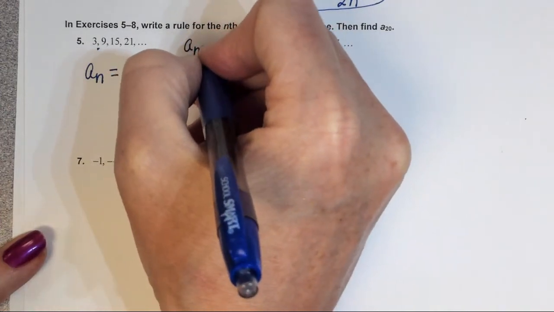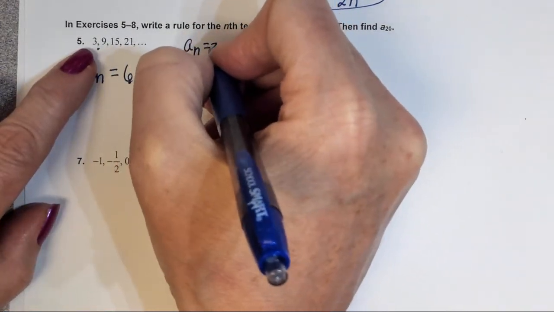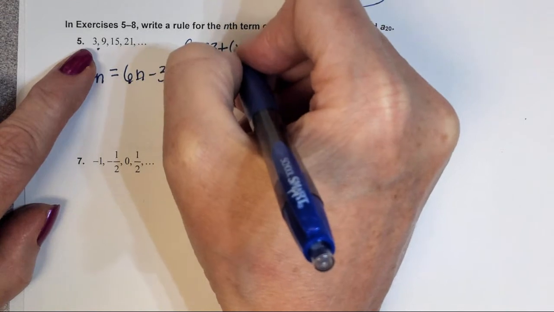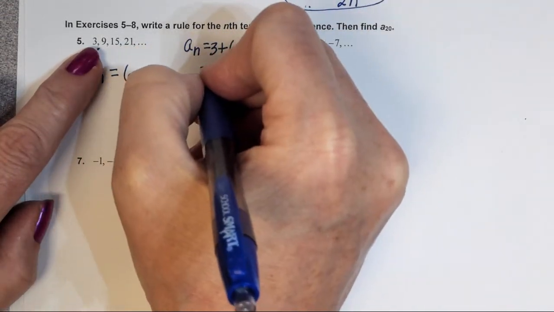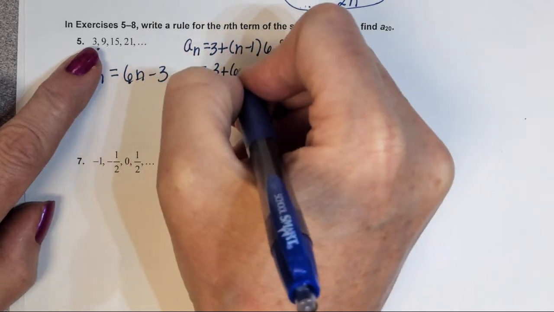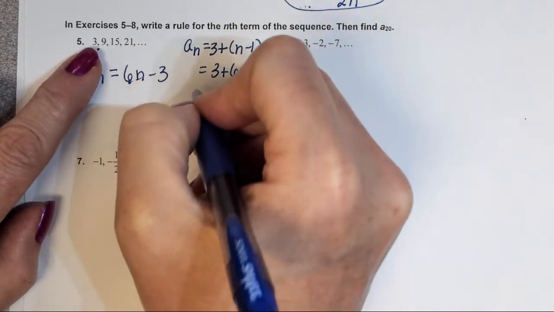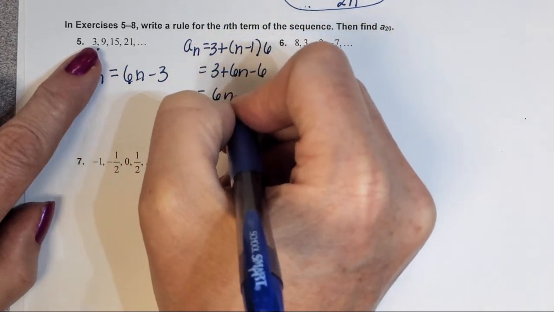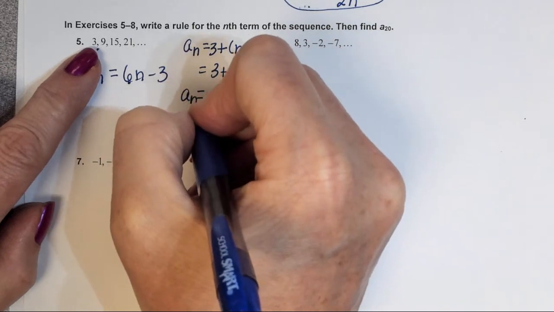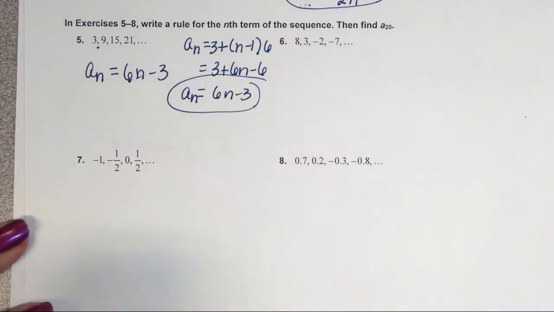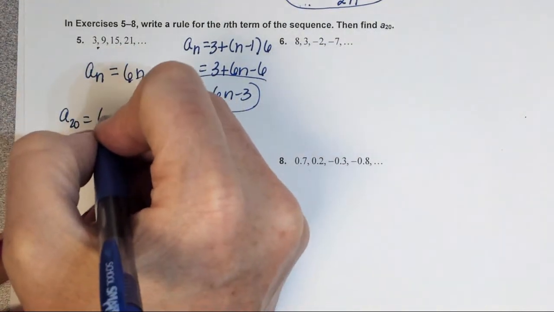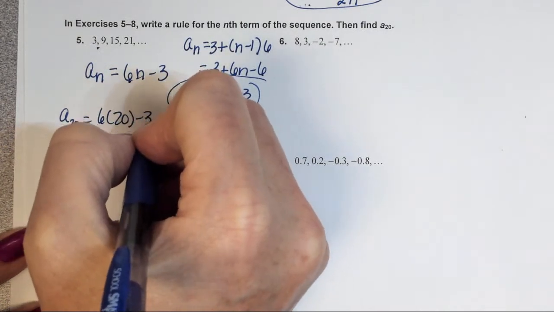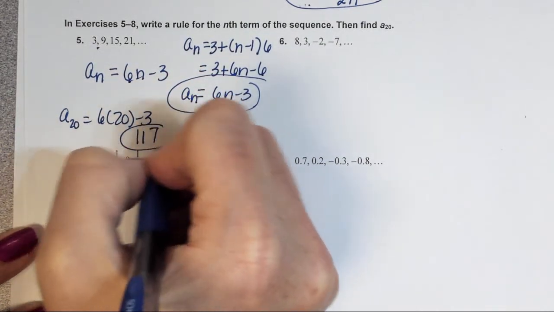Okay? Here's the other way I could have done it. I could have said a sub n has to equal a sub 1, which is 3, plus n minus 1. My D value is 6. So I would have 3 plus 6n minus 6. And so that's going to give me 6n minus 3. See how I get the same answer? Either way you want to do it. We have to now find a sub 20. So that's going to be 6 times 20 minus 3, 117.